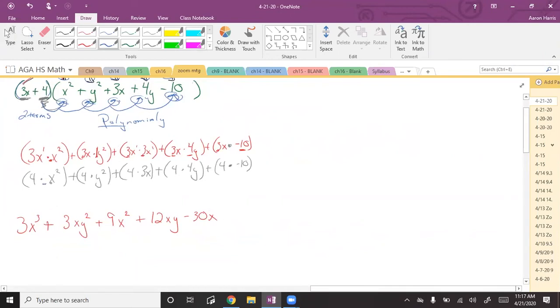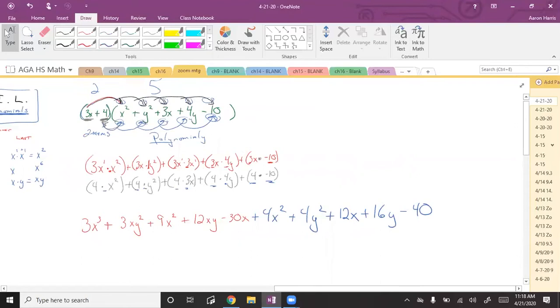4 times 1 is 4, so I get 4x squared. 4 times 1 is what? 4y squared. What's 4 times 3, Henry? 12. So I get 12x. What's 4 times 4? 16y. What's 4 times negative 10? Negative 40. There you go. So you get that nice long deal.